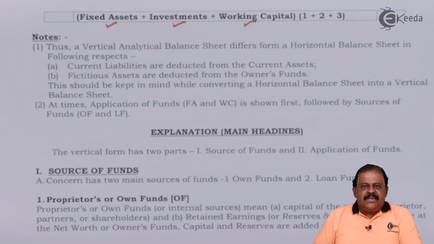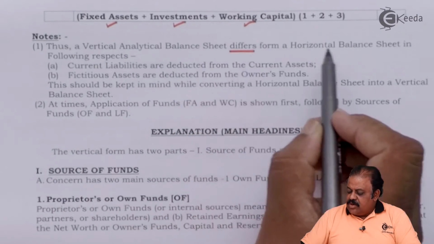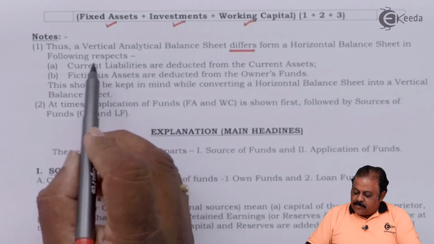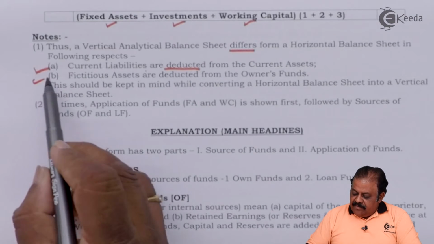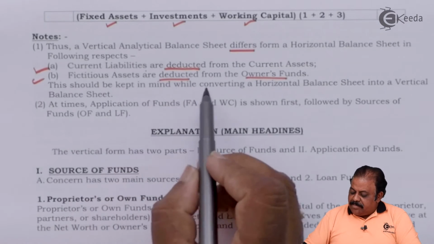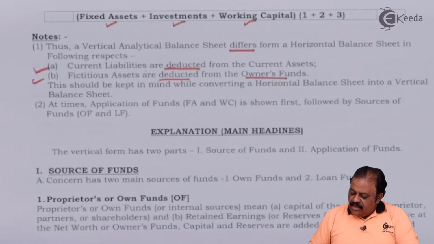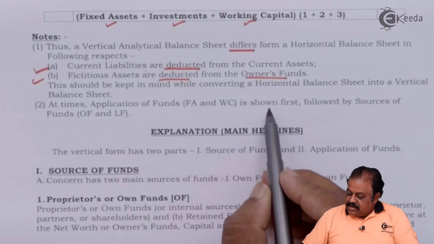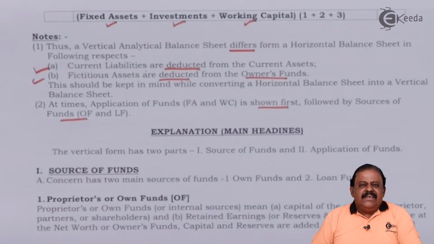Thus a vertical analytical balance sheet differs from a horizontal balance sheet in the following respects. Current liabilities are deducted from current assets. Fictitious assets are deducted from the owner's fund. This should be kept in mind while converting a horizontal balance sheet into a vertical balance sheet. At times, application of funds is shown first, followed by sources of funds. So there can be interchanging of the first part and the second part of the balance sheet as discussed.